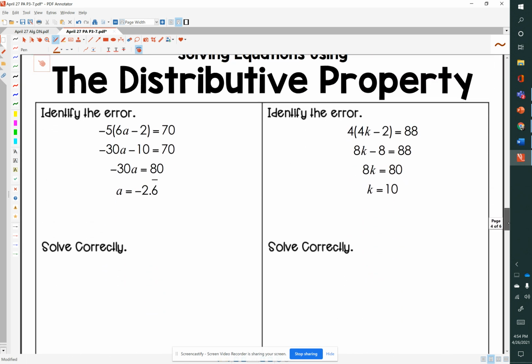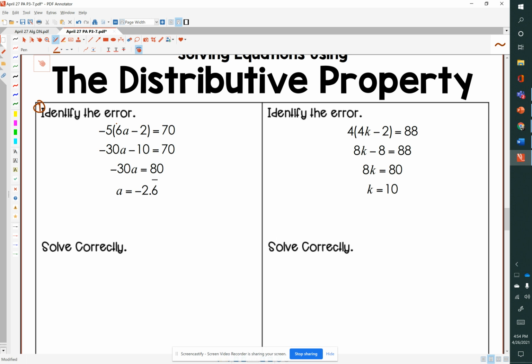Now, see if you can try these error analysis problems on your own and then come back to the video and let's see how you did. Okay, so we've got an error. We've got number 1, I'll call that number 1.